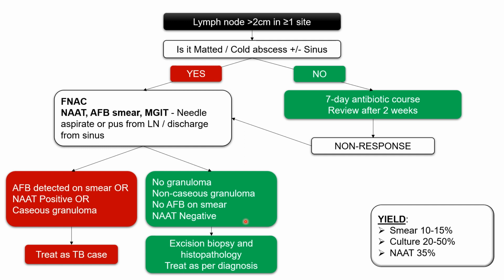So the yield of getting Mycobacterium tuberculosis positive from all these samples is: smear reveals in 10 to 15%, culture reveals in 20 to 50%, and NAT reveals in 35%. That is the yield from the samples.